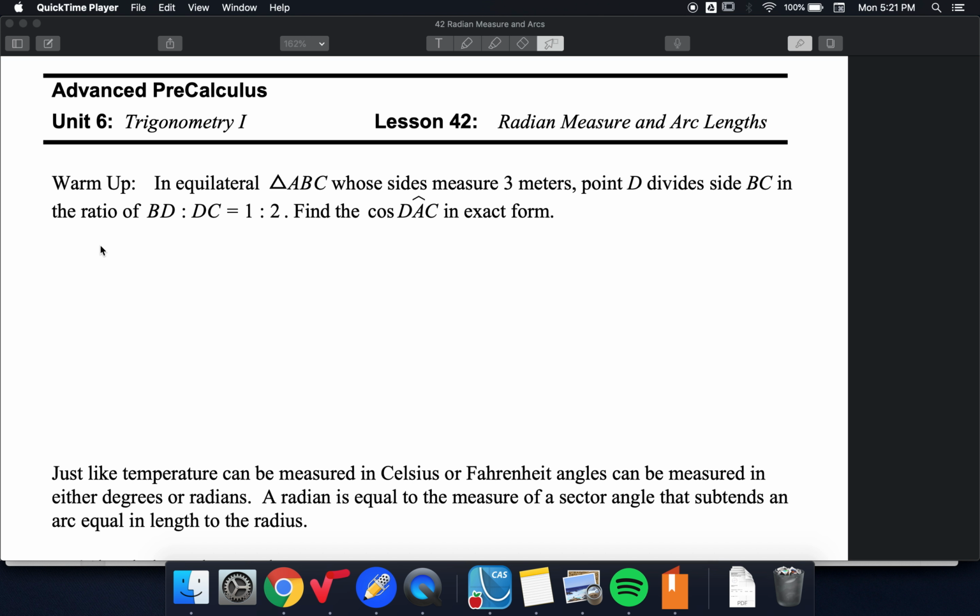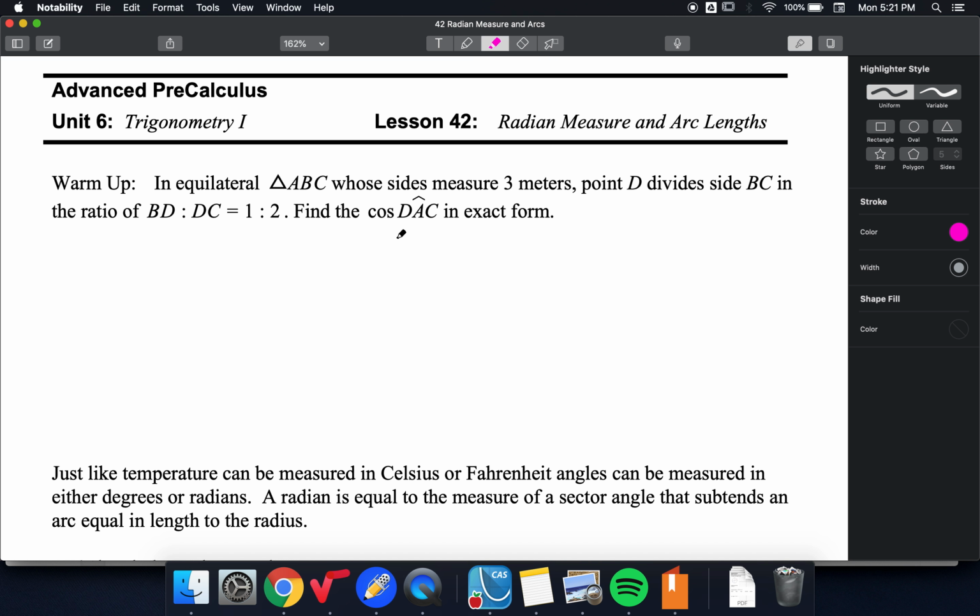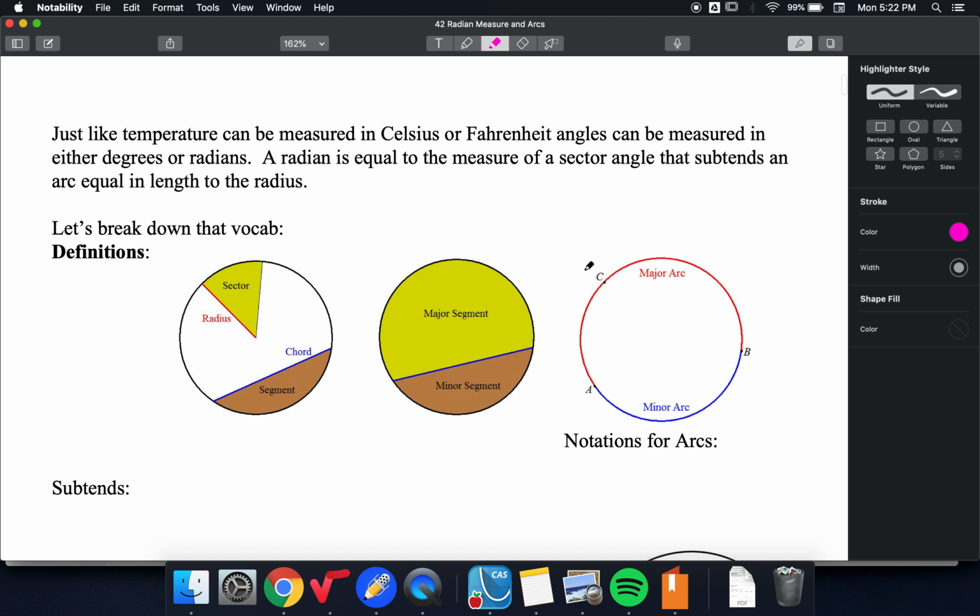So this warm-up problem is nice and juicy for you. I'm going to leave you to explore it on your own. Look on our student planner for a link to the solution. The hint I'm going to give you is that when you're drawing this out, we're looking for the cosine of DAC in exact form. So that means I'm looking for a ratio. We're not actually trying to find the angle. We want the ratio. All right, let's get into radians.